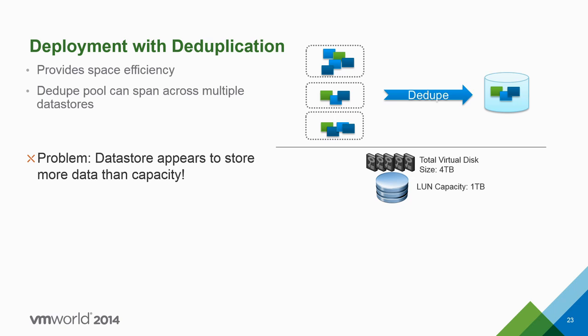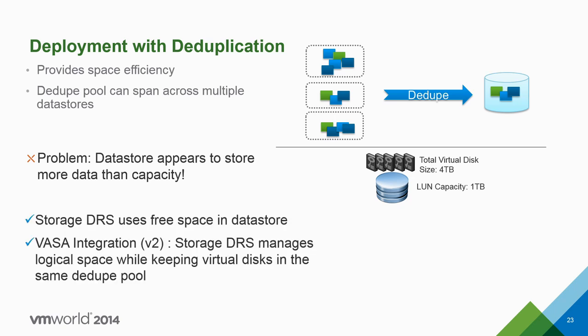What is the problem? The problem is that if you look at the total space consumed on that data store, you are actually storing much more than the capacity. Don't worry. Storage DRS actually understands this condition, and it doesn't affect its actual management of the data stores in the cluster. What happens in the new integration with vSphere 6.0 is that if the data store is VASA capable in the new version, storage DRS actually does manage how the backing space for that data pool is being consumed.